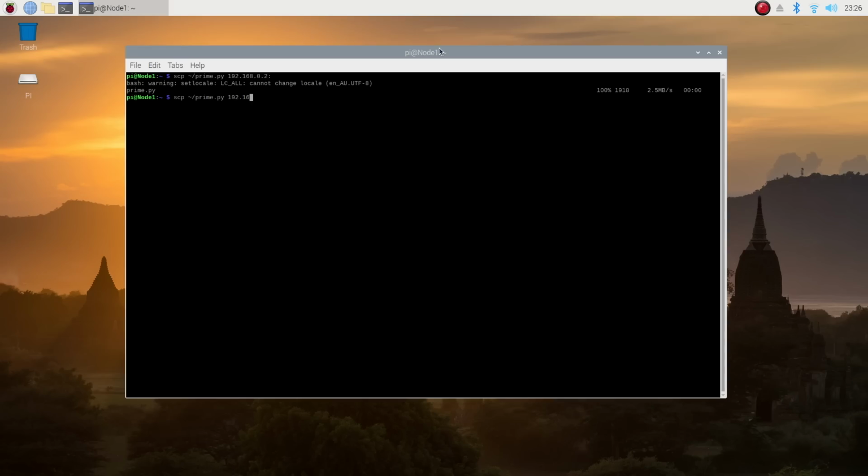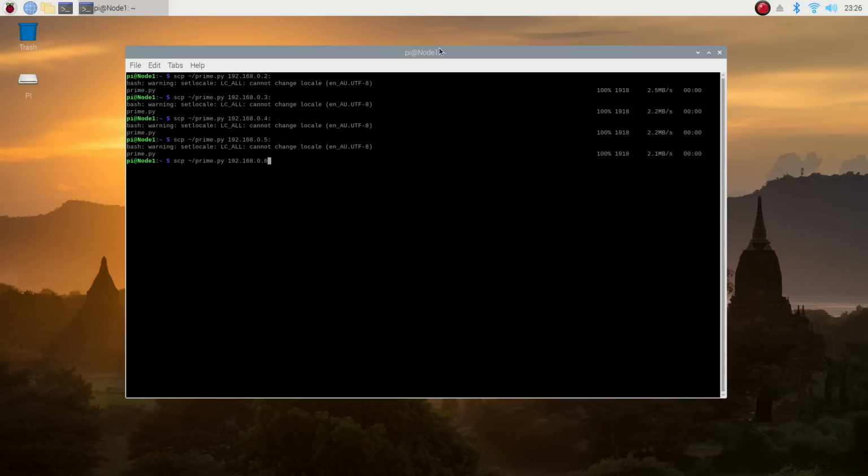The last thing to do is to copy the script to each of the Pis so that they all know what they're going to be doing.